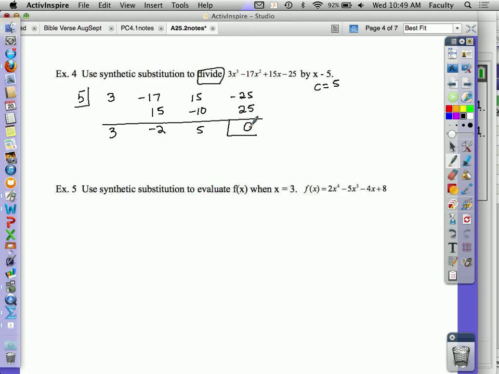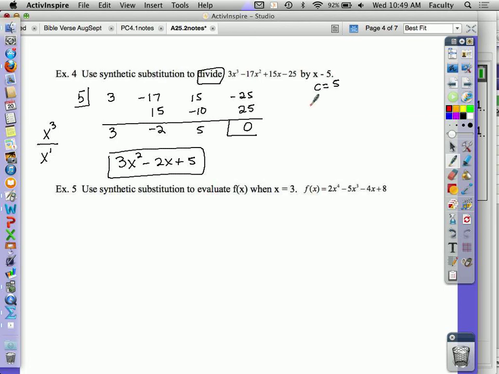That's nice. Now, you have to look at the original polynomial. It was x cubed. And now it's a bunch of other terms to it, but the degree term is x cubed. And I'm dividing by an x to the first. So what degree is the result of the division? X squared. So my answer is 3x squared minus 2x plus 5. So if you're asked to do synthetic substitution to divide, this box is your answer.